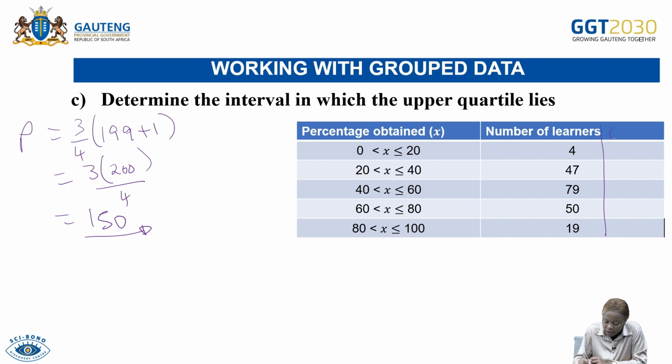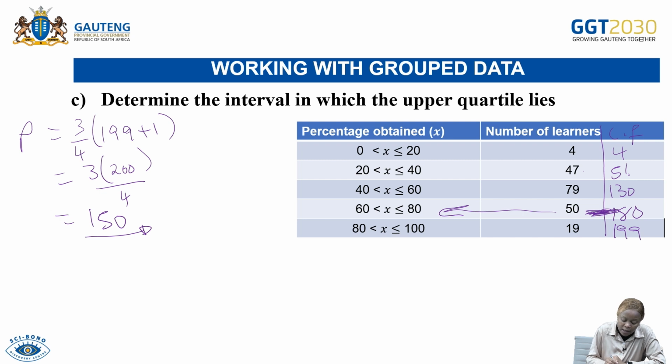Again, if you find your cumulative frequency, we said here it's 4, here it's 51, here it's 130, then here it's 180, and then 180 plus 19, it's 199. So we are looking for 150. If you say 4 plus 47, you get 51. 51 plus 79, you get 130. Then 130 plus 50, you get 180. So it means 150 is going to be somewhere in this interval. So in that interval you have x is greater than 60 and x is less than or equal to 80. Then you get your full marks.